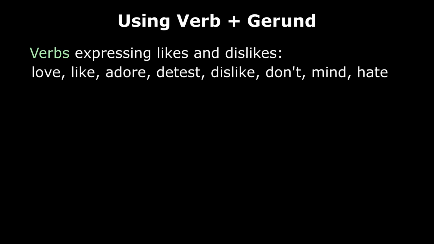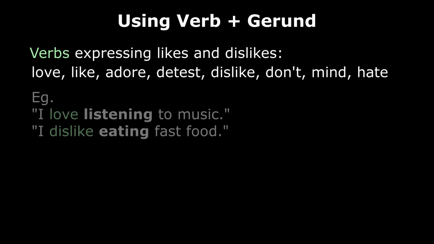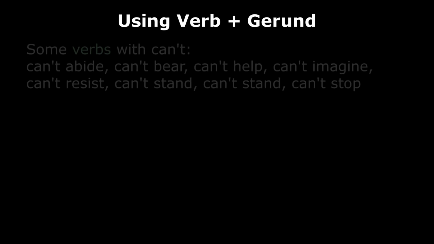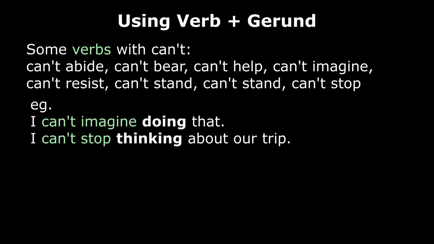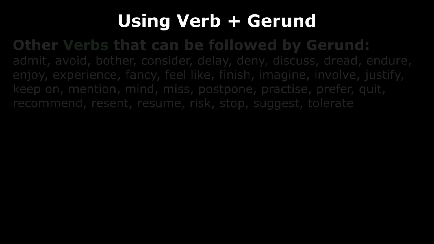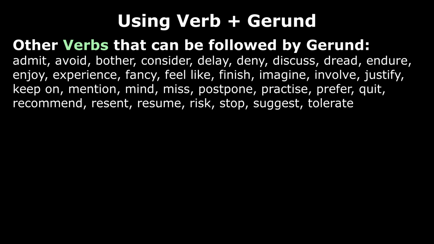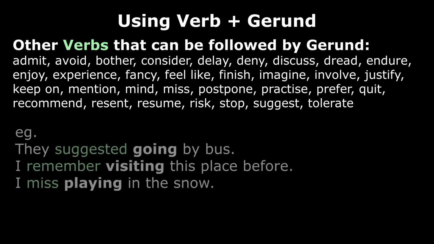For example, I love listening to music. I dislike eating fast food. Some verbs with can't. For example, I can't imagine doing that. I can't stop thinking about our trip. Other verbs. For example, they suggested going by bus. I remember visiting this place before. I miss playing in the snow.